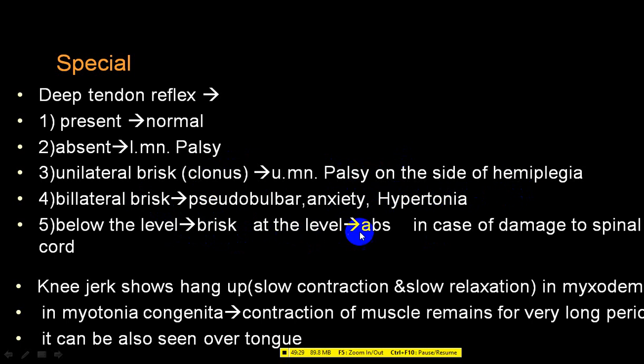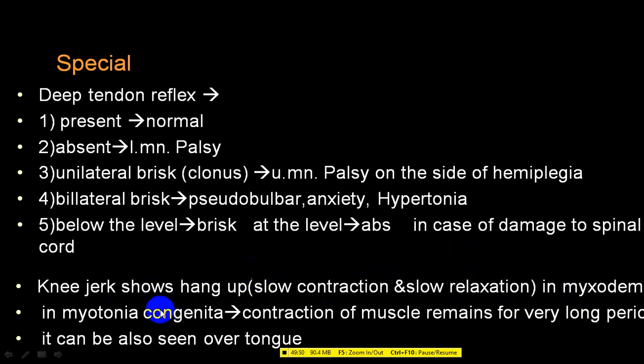Reflexes are brisk at the level in case of spinal cord damage, and below the level of the damage they are absent. Knee jerk will show you a hung-up reflex in case of myxedema, that is slow contraction and slow relaxation, while you will get a pendular jerk in cerebellar lesions.